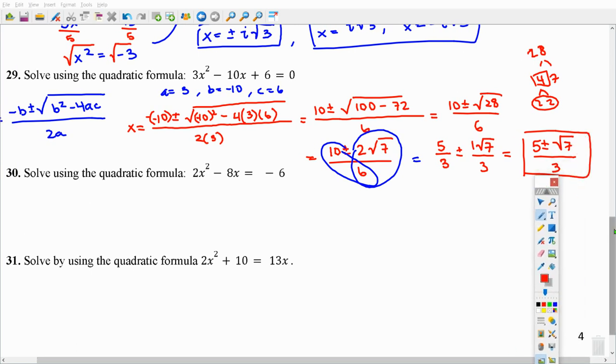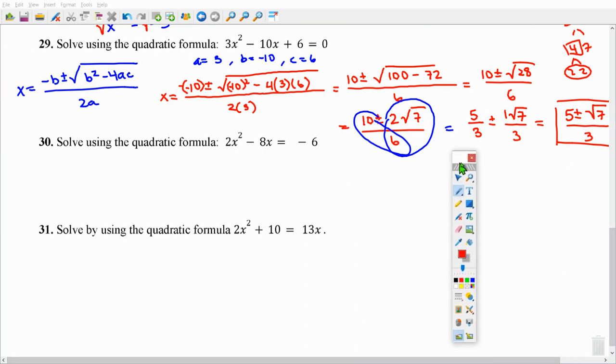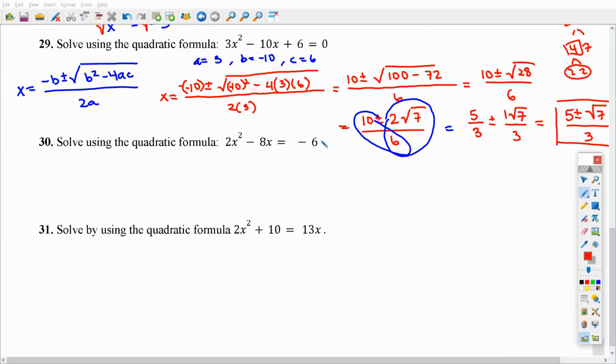All right. We're going to try our next one here. So again, it says solve using the quadratic formula. Here, take a look. It's not quite equal to 0, so I'm going to make it equal to 0. In order to do this, I'll have to add 6 to both sides. So over here, I'm going to write it so I have enough space. I'll have 2x squared minus 8x, and then plus 6 equals 0.